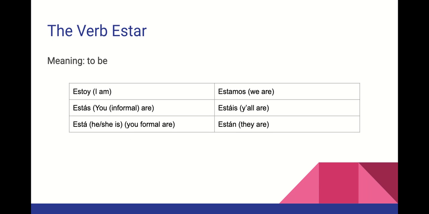Okay, now we're going to do a review. We've done the verb estar probably twice already, and it means to be. And here are our forms. Estoy, estás, está, estamos, estáis, están. Accents on the a and the bottom four of the T chart.